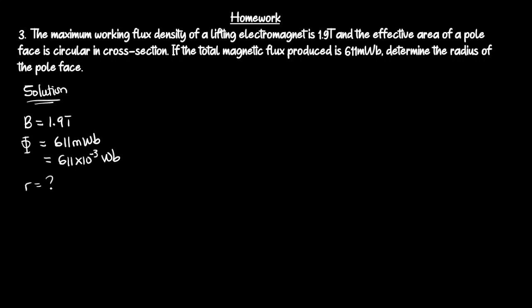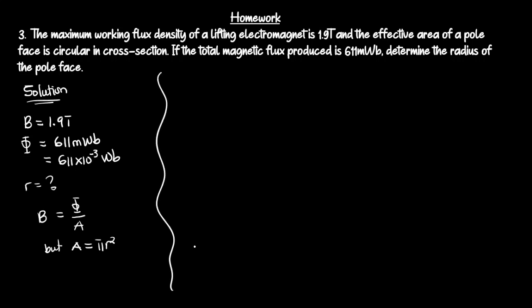So the radius is what we do not know, but we know that the magnetic flux density B is equal to phi over cross-sectional area. But in this case, since we are dealing with an effective area of a pole having a circular cross section, our area will be equal to pi r squared. So this implies that my magnetic flux density B is equal to phi over pi r squared.